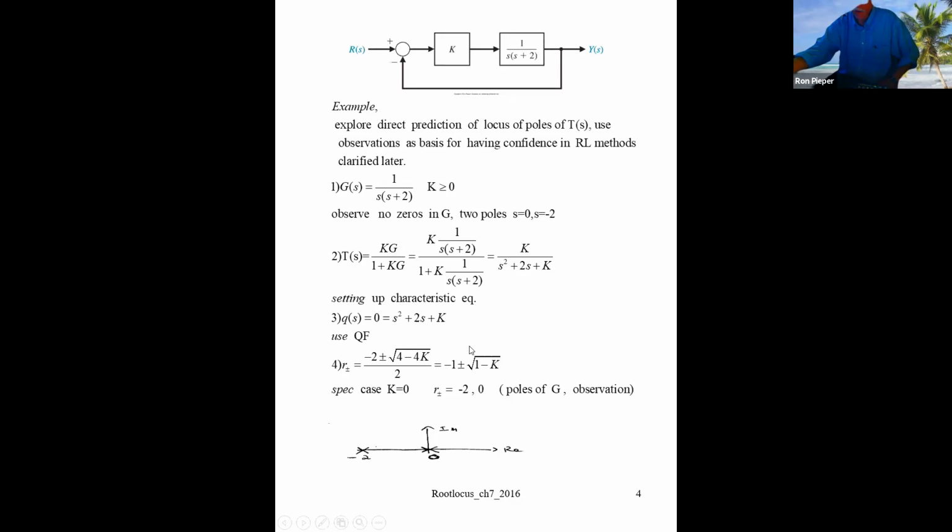If we solve this for 0, that tells us where those roots are, which are the poles. Then we can use the quadratic formula, negative b plus or minus the square root of b squared minus 4ac, over 2a. A little bit of simplification gives us what we see here. Any questions?